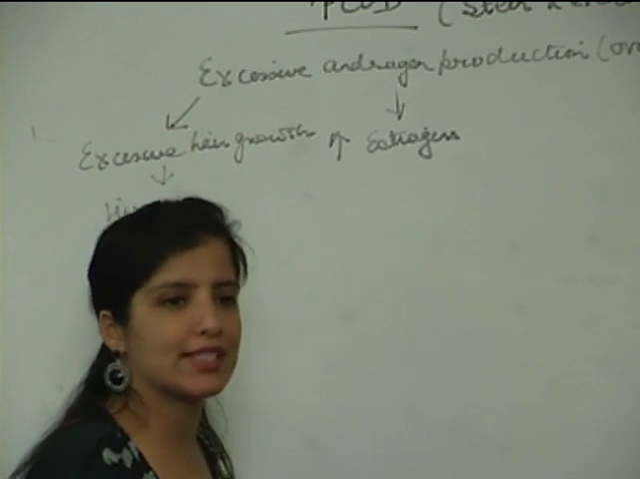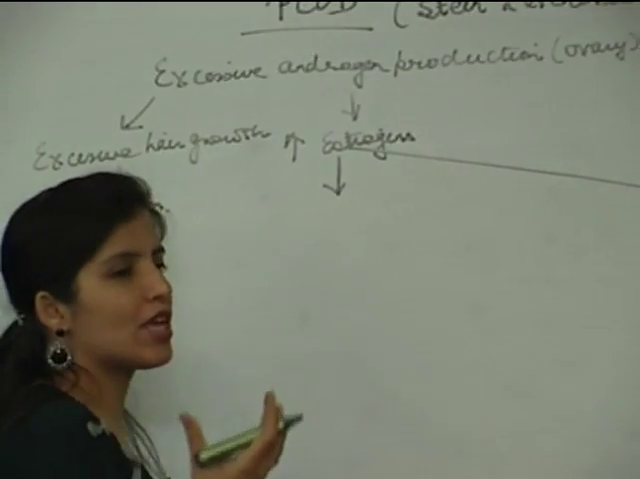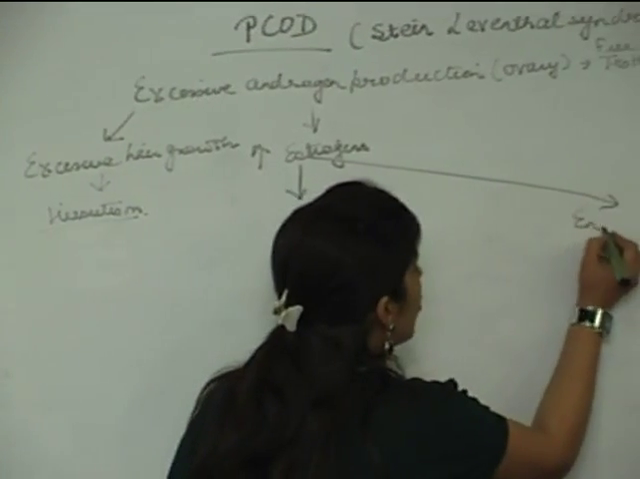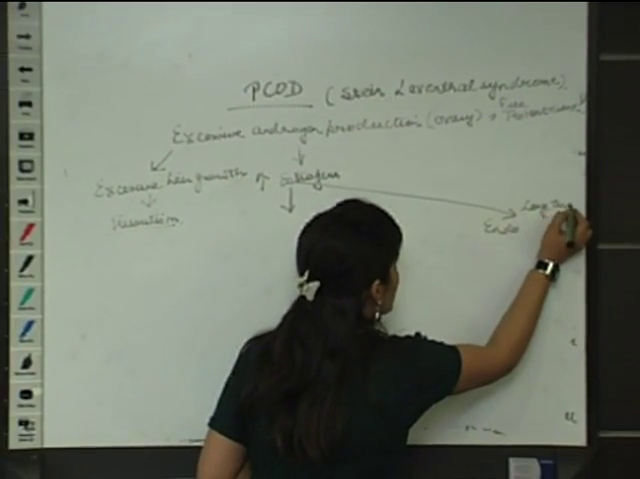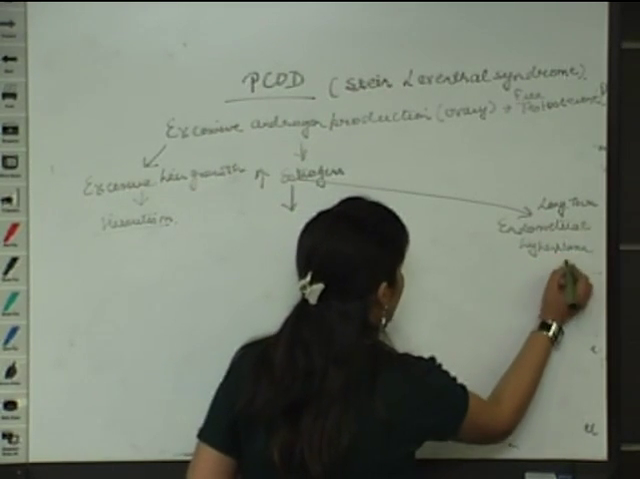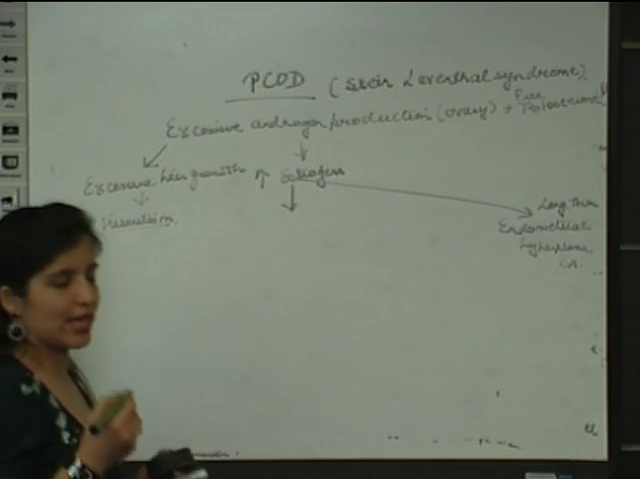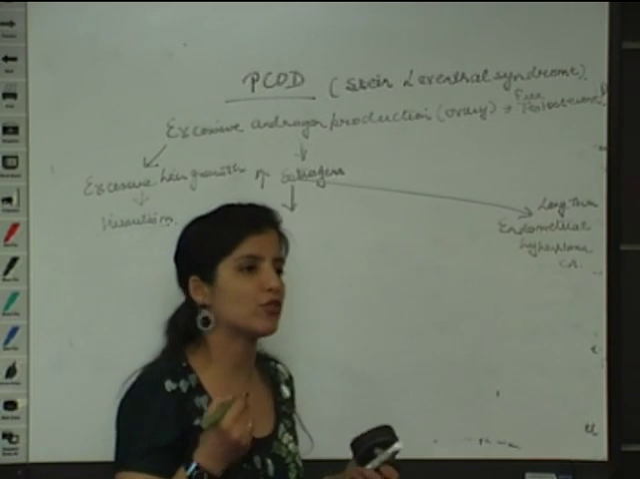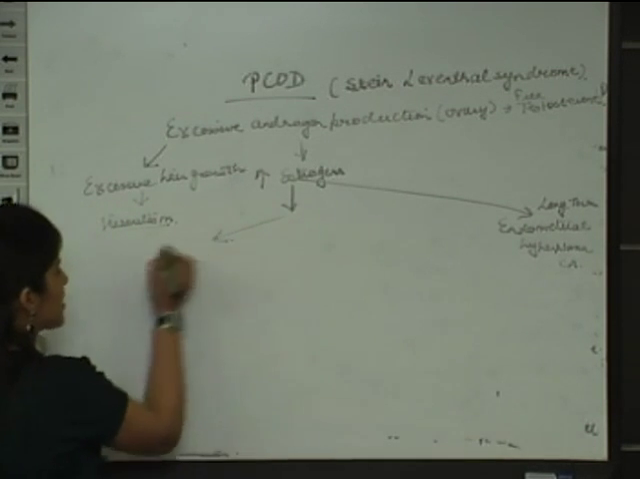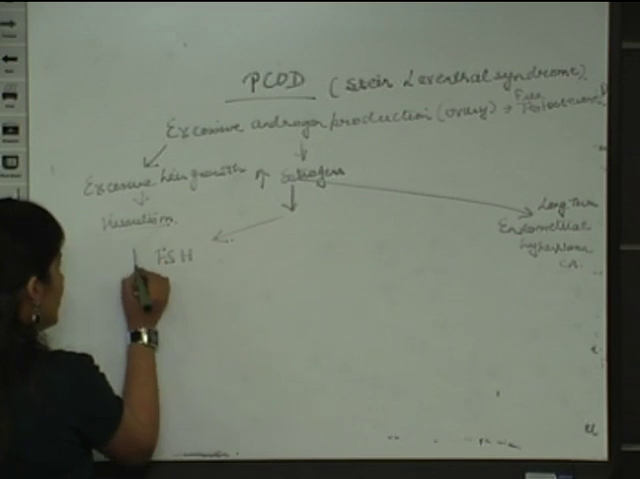Now, because there will be excessive estrogen, what will be the problem? The long-term sequelae will be that excessive estrogen can lead to endometrial hyperplasia. So later on, in long-term consequences, there can be endometrial hyperplasia or endometrial cancer. That is one problem. Other problem is that in a normal menstrual cycle, you know that estrogen has a negative feedback on follicle stimulating hormone. Now, if there is excessive estrogen, there will be excessive downregulation of FSH. So the levels of FSH will be decreased.